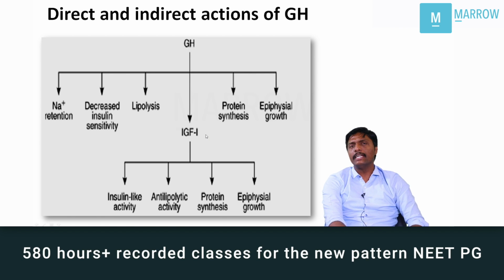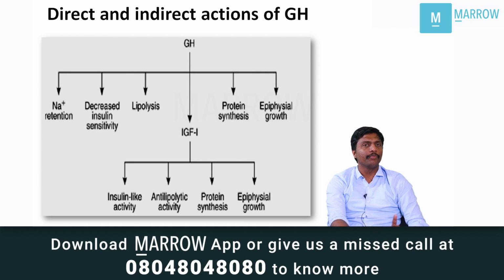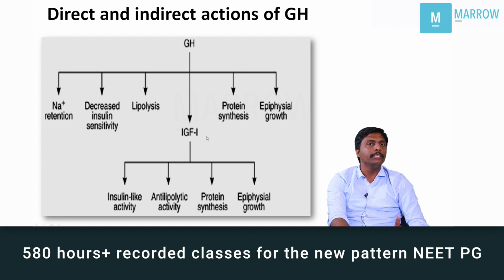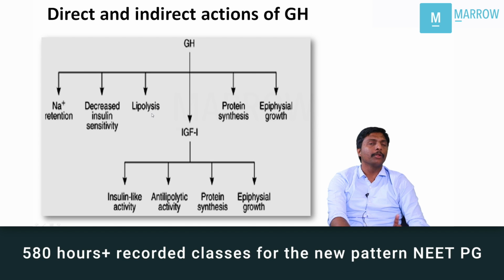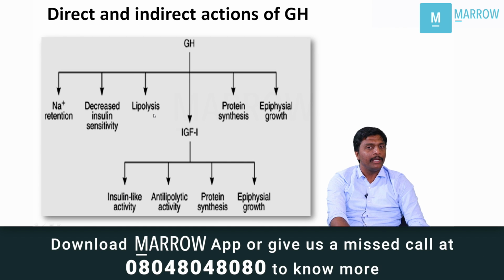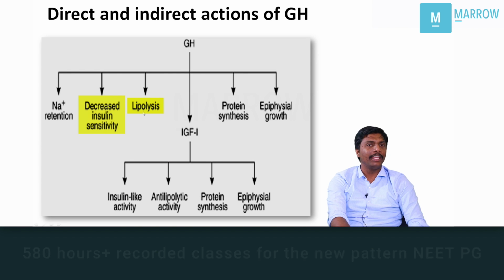The second trick to answer this type of questions. The other name for somatomedins is insulin-like growth factors, which means that all the indirect actions are going to be insulin-like. Exactly opposite, direct actions of growth hormone are going to be anti-insulin-like. Remember that. Very simple. First we will look into the direct action. Anti-insulin-like, it decreases insulin sensitivity. It causes lipolysis. Both are anti-insulin-like effects.